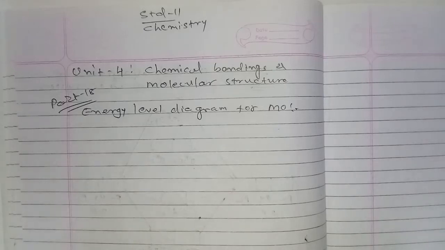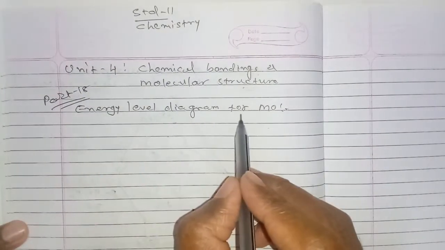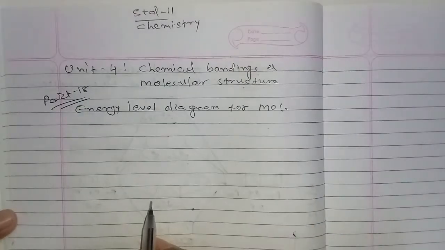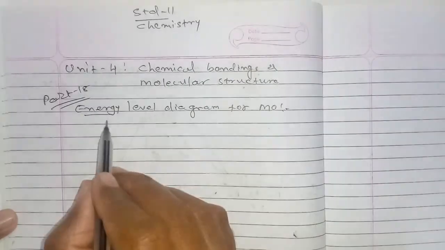Standard 11 Chemistry, Unit 4: Chemical Bonding and Molecular Structure, Part 18. Today we are going to learn about the energy level diagram for molecular orbitals. First of all, let's see the energy level diagram.